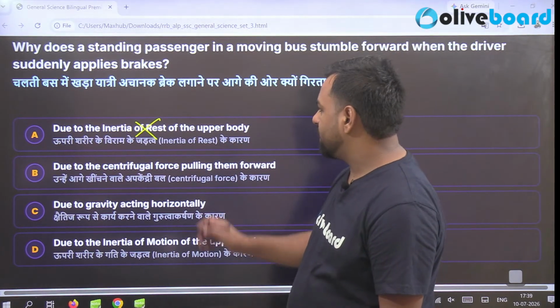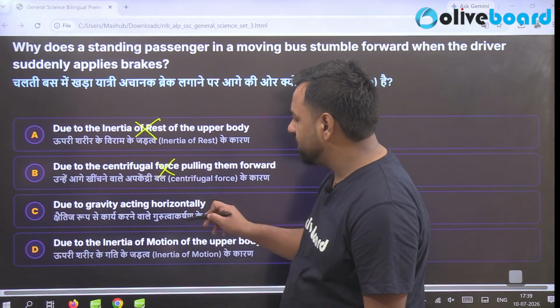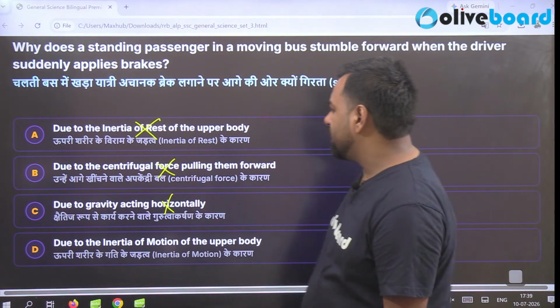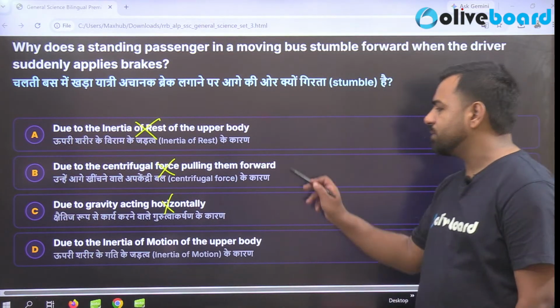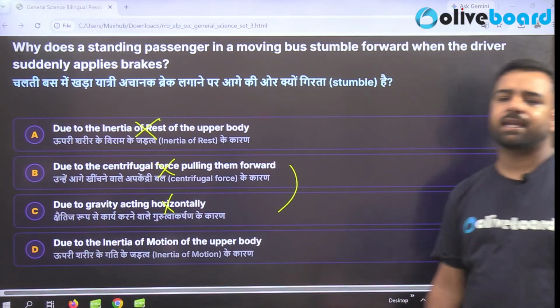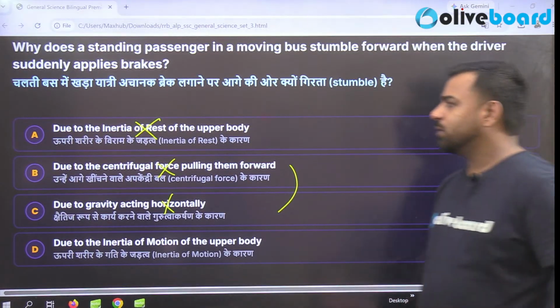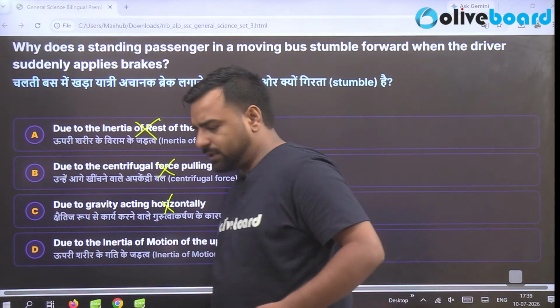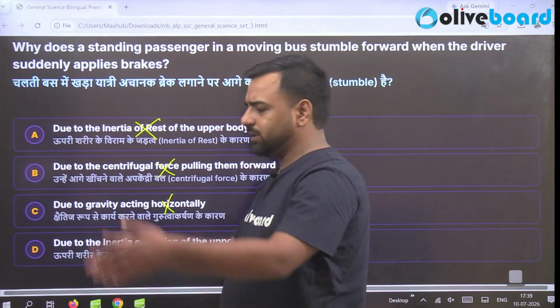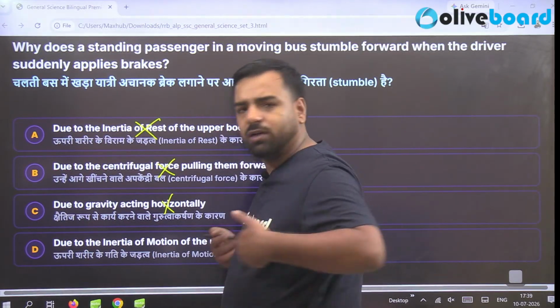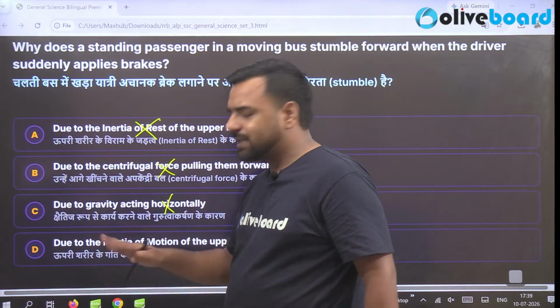Now, here the centrifugal force or gravity acting horizontally, these two options cannot be there. B and C can directly be eliminated, right? Now, since the body was in the state of motion, the whole body was moving. Now suddenly brakes are applied.